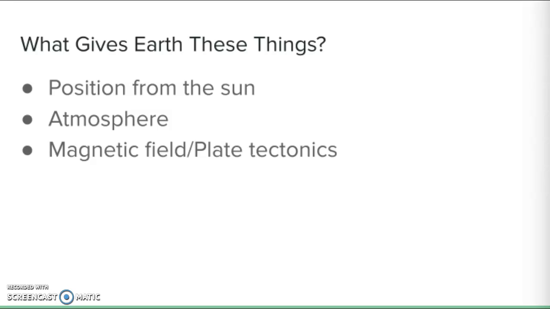So the first thing we can point out is that Earth's position from the sun is ideal for these. The position from the sun helps us have our atmosphere. And our atmosphere gives us oxygen and holds carbon dioxide in, as well as plenty of other things that help us live. And this atmosphere comes from two major factors, which is the mass of the planet and its temperature.